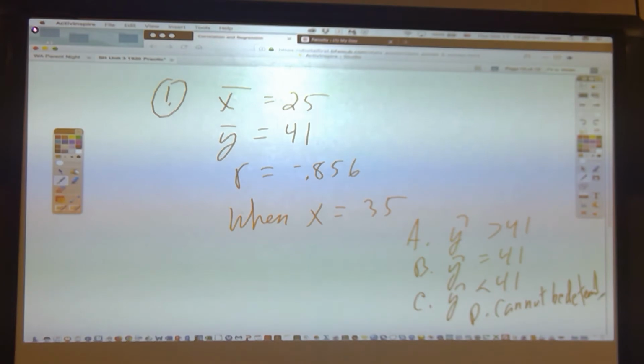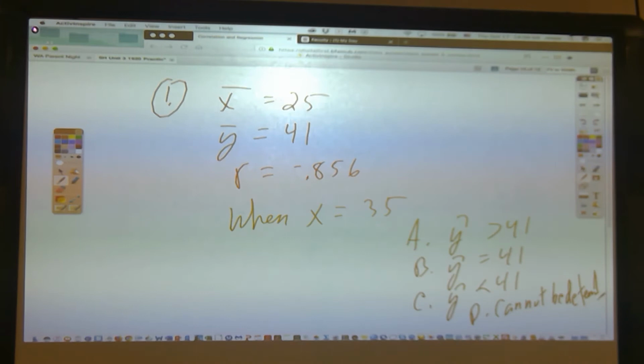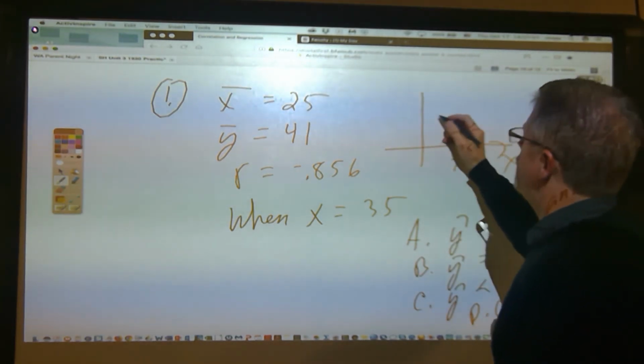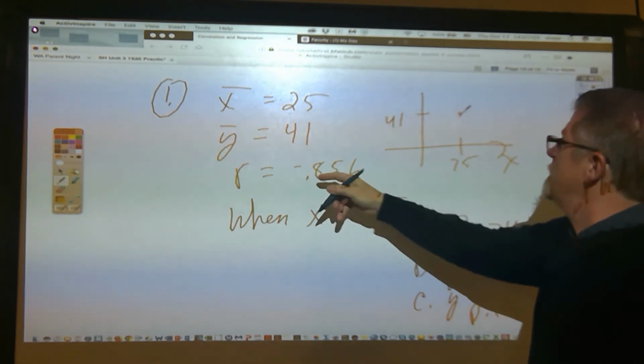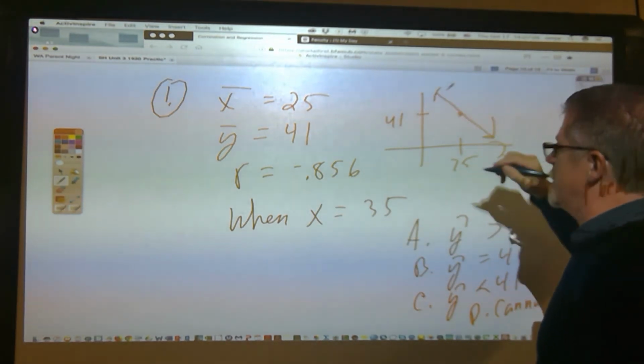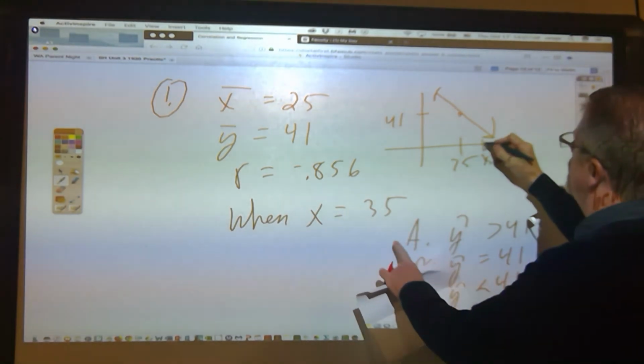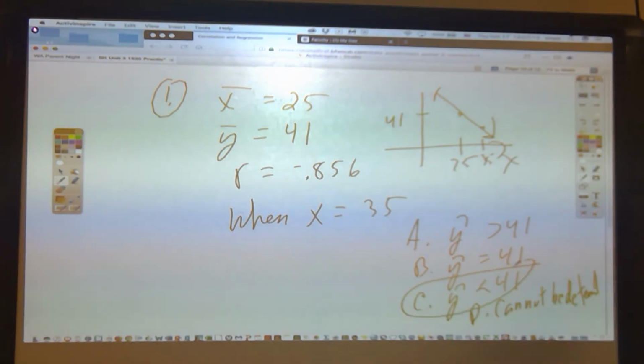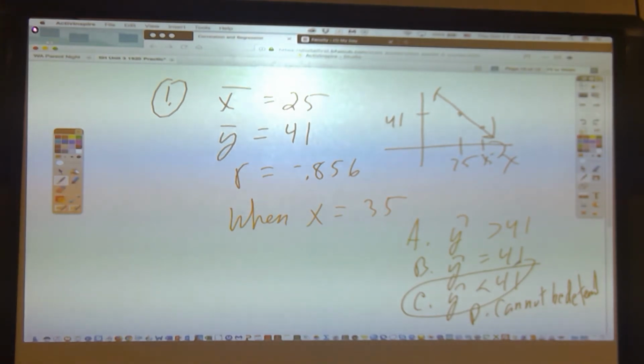Okay, so here we go. When you draw this one out, the strategy I recommend is to set up an x-axis with x bar is 25, y bar is 41. Since the correlation coefficient is negative, you know the line of best fit looks like this. X is 35 is greater, so if you're above average on X, you're going to be below average on Y hat. The answer was C. So one person from each group, come and get your GFA sheet.